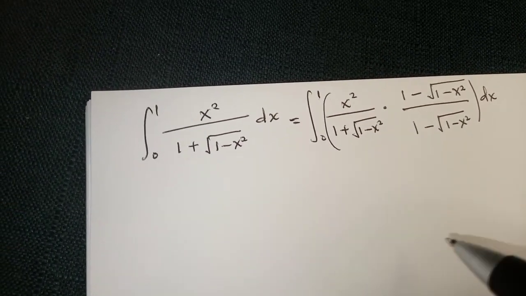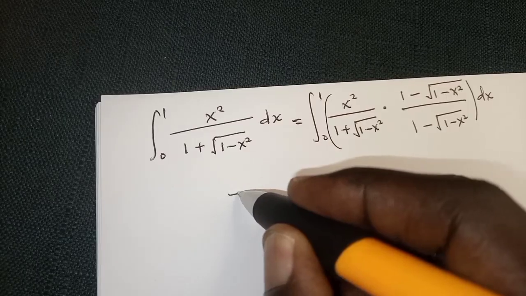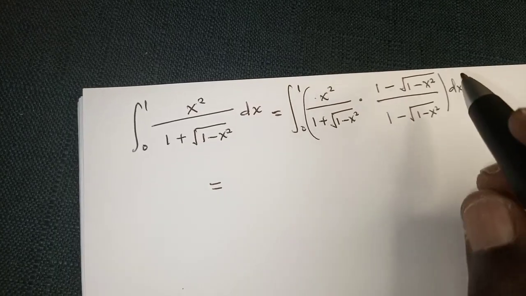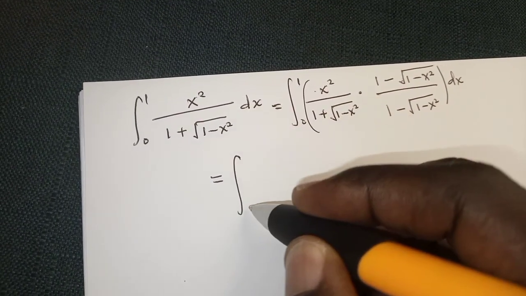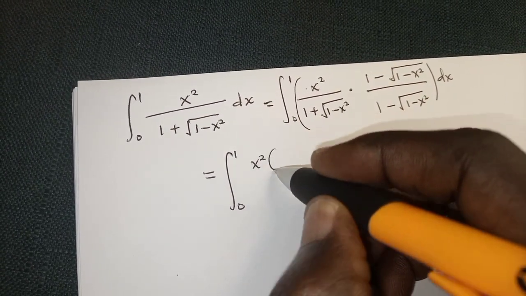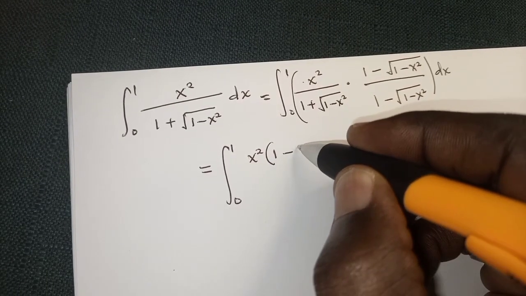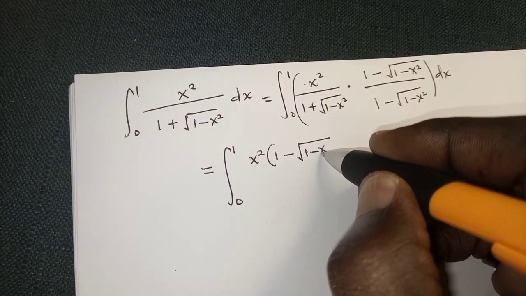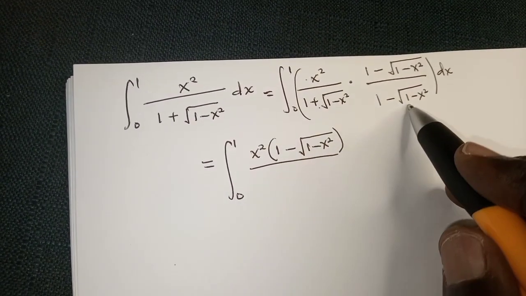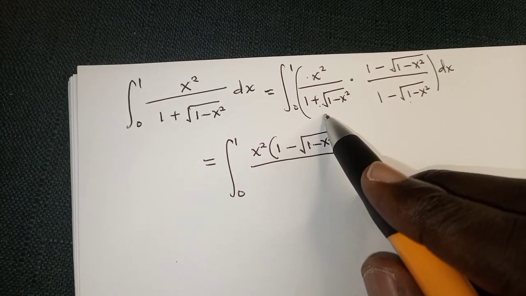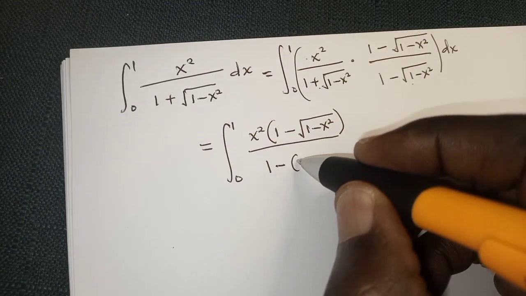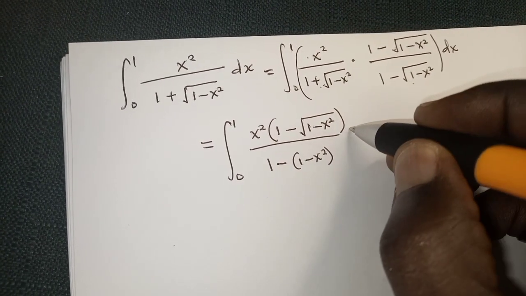Okay, now this should be equal to the integral from 0 to 1 of x squared times 1 minus the square root of 1 minus x squared, bracket close, all over, then this and this multiplying, you get the difference of two squares, so 1 minus the square of this, which will be 1 minus x squared, dx.